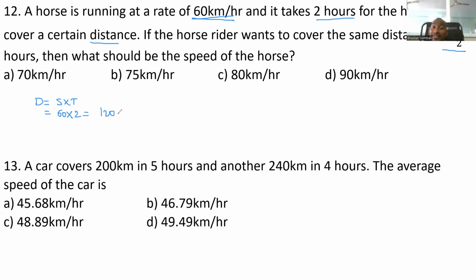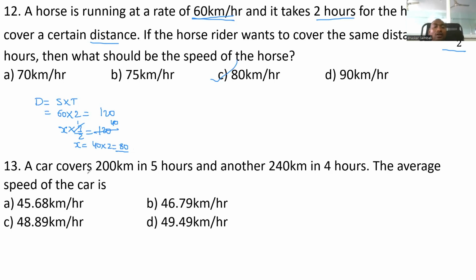Now the distance is same, but he needs to cover the same thing in 1.5 hours. And the speed x into 1.5 hours, 3/2, equal to the same distance 120. So speed will be 40 into 2, which is 80. And the new speed will be how much? 80. And if we go at 80 km per hour, he can complete the distance in 1.5 hours.